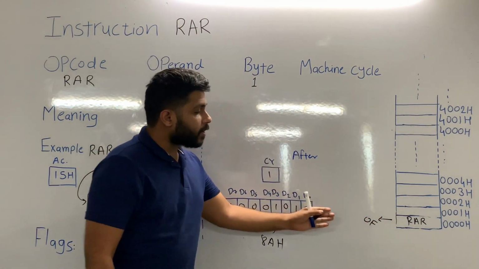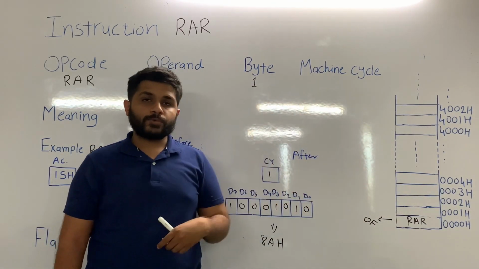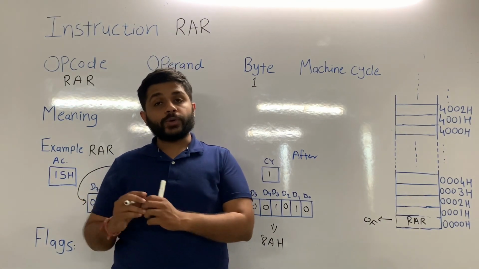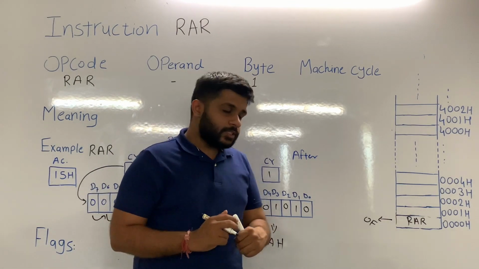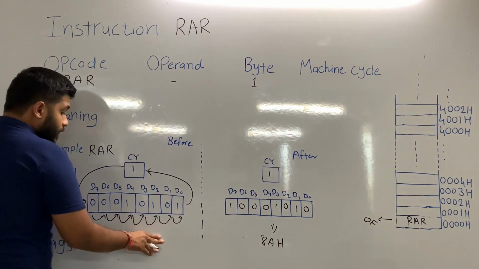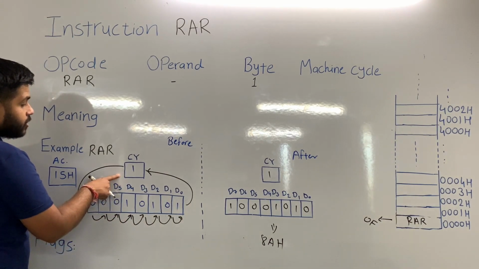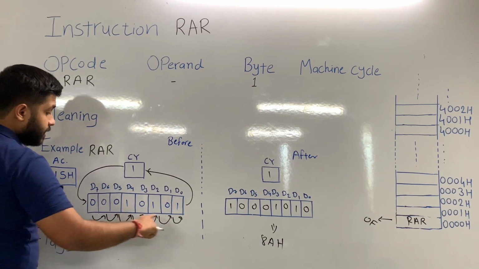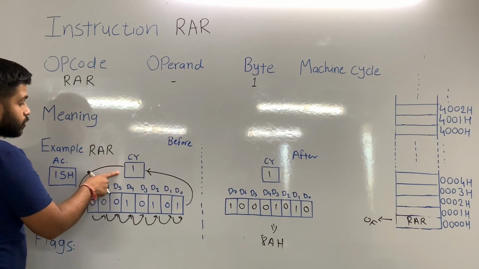While microprocessor performs the opcode fetch, this whole instruction will be transferred to the microprocessor. Then processor will decode that instruction and it will execute. Now, when processor is executing this instruction, you can see that the content of accumulator and the carry flag is changing. The content of accumulator is shifted right side by 1 bit and the value of carry flag is also changed.